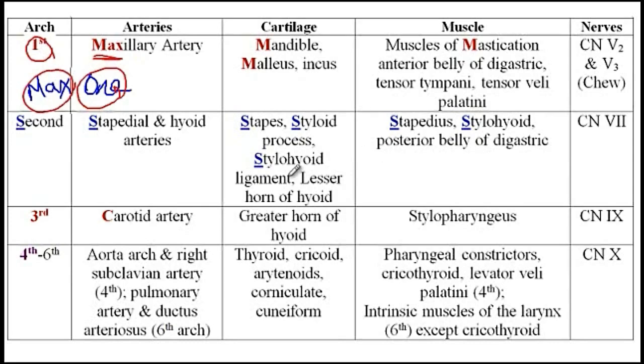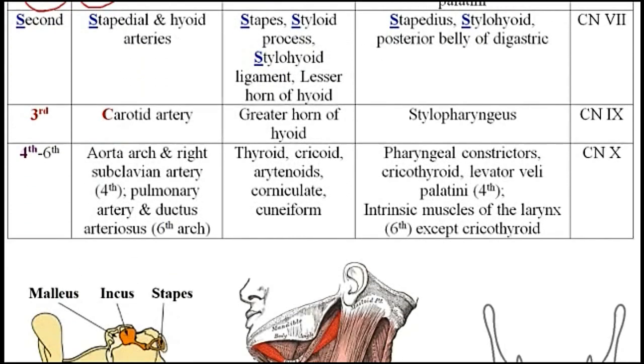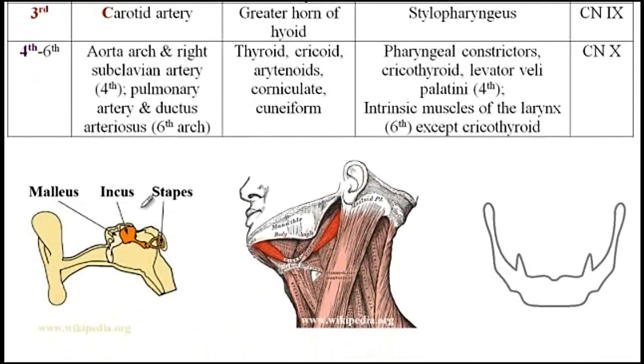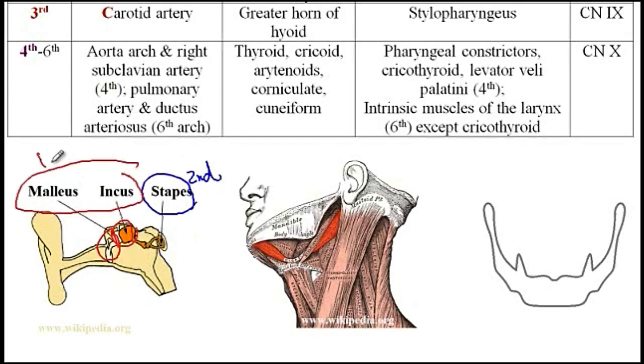Now, in terms of malleus and incus, if you forgot what these structures are, if this is the middle ear bones, then we have malleus and incus right here, both of which are derived from the first branchial arch, versus stapes, which is derived from the second branchial arch. So just keep in mind that malleus and incus are from the first branchial arch.